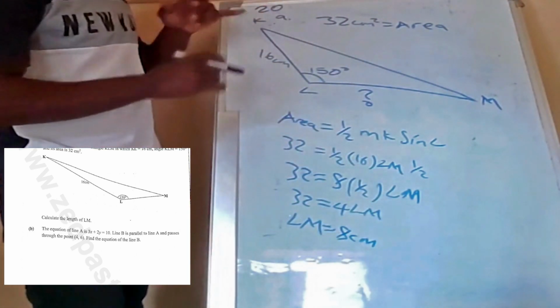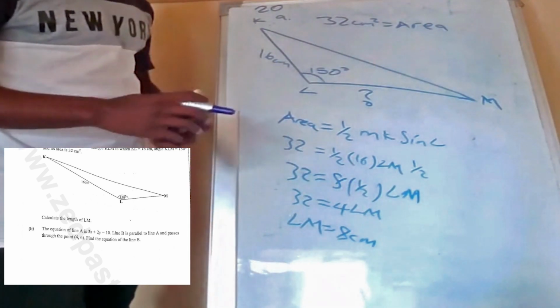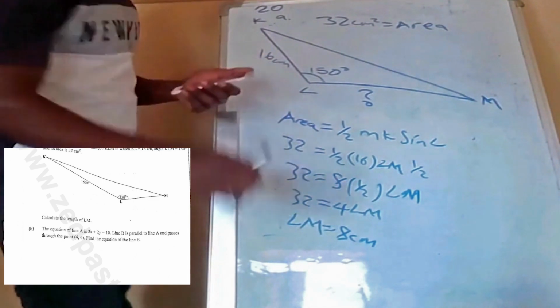And you are done with question number 20A. You get the full 2 marks for just doing that. Okay, move on to question number 20B.